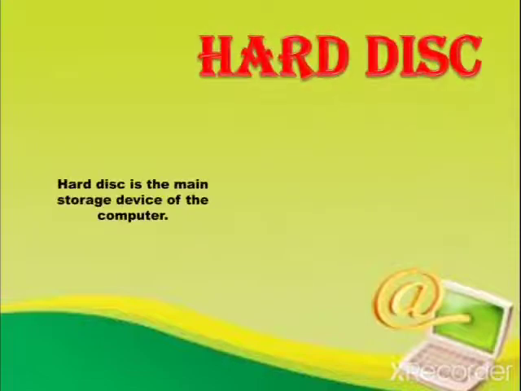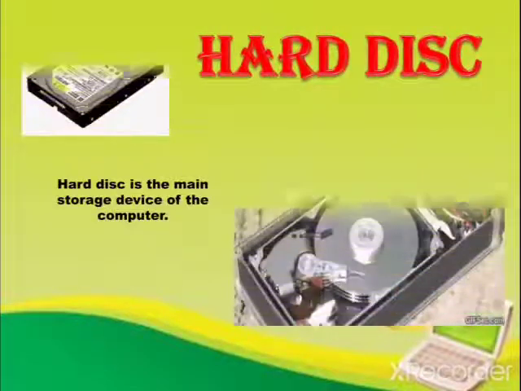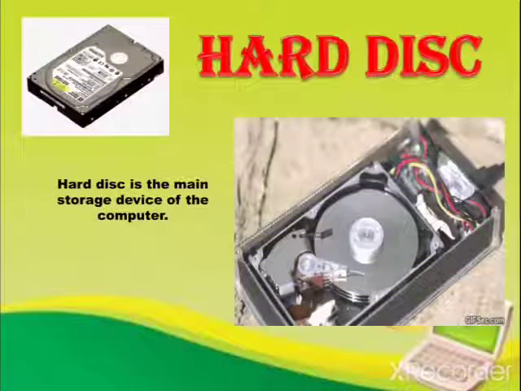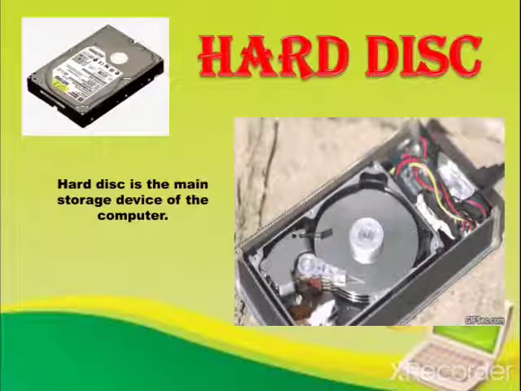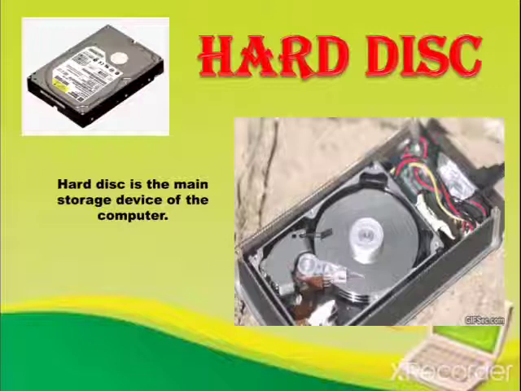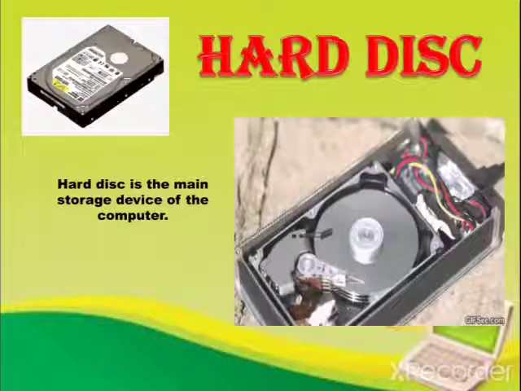First one is hard disk. Hard disk is the main storage device of a computer. It is present inside the CPU box. It can store large amount of data. Children, all the work done on a computer can be stored in the hard disk.